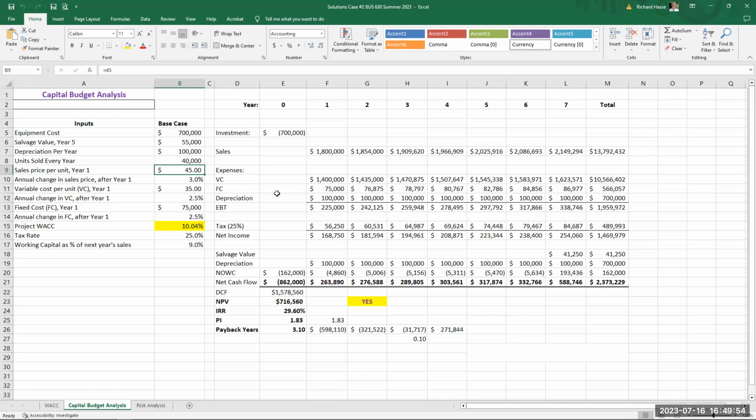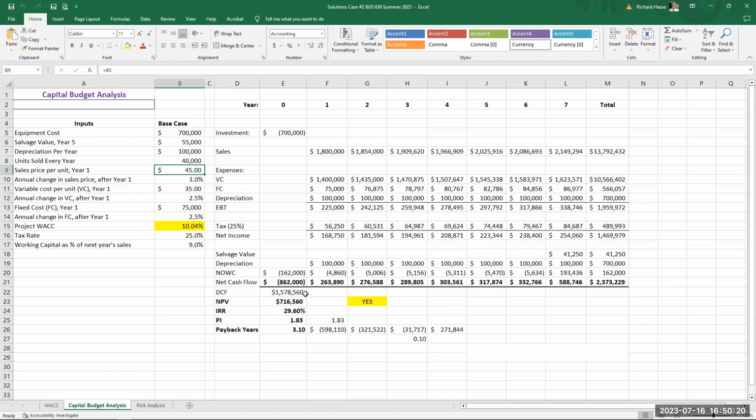Fixed costs were $75,000, also inflated at 2.5%. There's your project cost of capital of 10.04% that you've already calculated, a tax rate of 25%, and a working capital percent of next year's sales of 9%. Putting all that together, you would determine that a total $2.37 million of cash flow would be generated off an investment of $862,000 today in year 0.